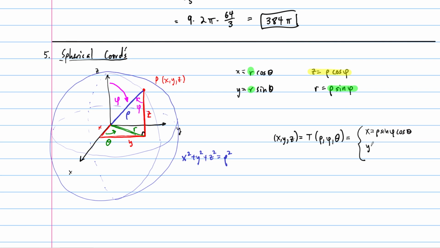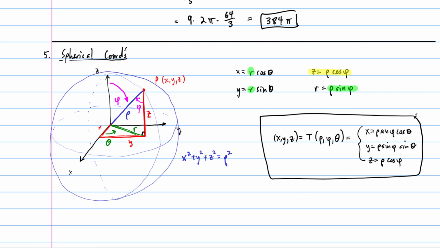All right. y is equal to rho sine phi, that's the r portion, times sine theta. And then z is just equal to rho cosine phi. So this is our spherical coordinate transformation. And just like with all of our other coordinate transformations, meaning our polar one and then our cylindrical one, this one does not move the point, right? The point does not move, but it will change how we measure the volume.